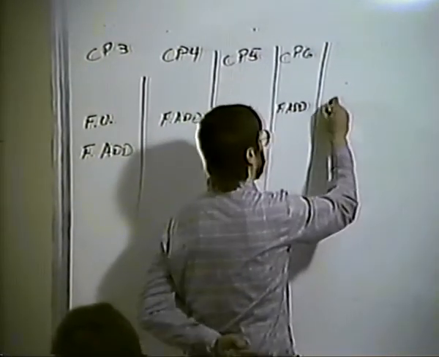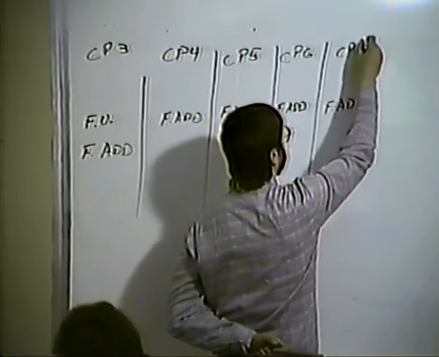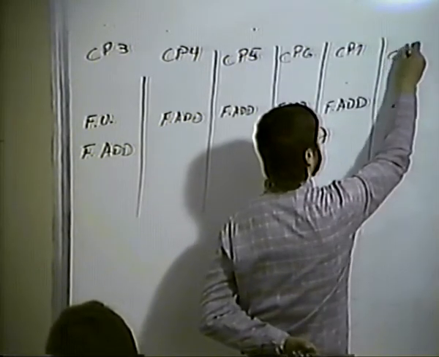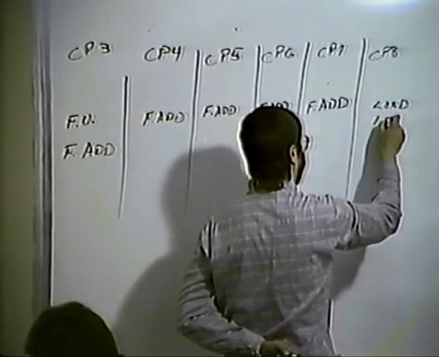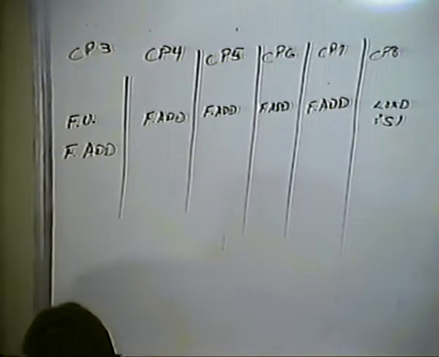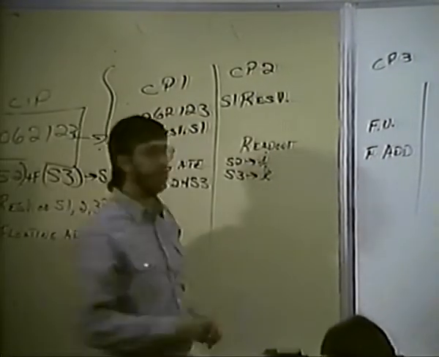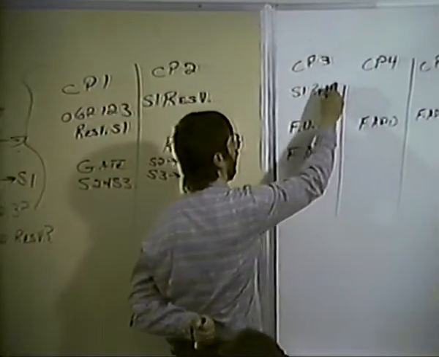Whatever they have to do with the exponent takes a long time anyway. The floating adder takes 5 clock periods, so we're going to hold the reservation on S1 a little longer. How long? 5 clock periods.